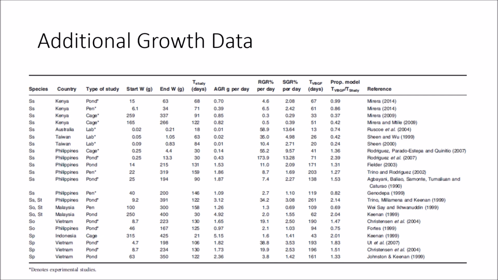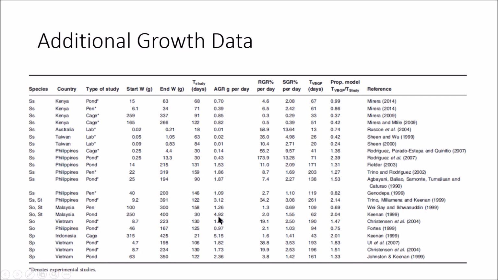So let's look at something else. This guy is culturing in the Philippines, mainly Scylla serrata and Scylla tranquebarica, in a pond setting, stocking at about 9.2 grams, mainly crablets, and they harvest at about 391 grams in 100 days. On average, they were growing at about 3.12 grams per day. So let's look at somebody from Malaysia who claims to be able to do 250 grams to 400 grams in 30 days, which is an average of 4.92 grams per day.